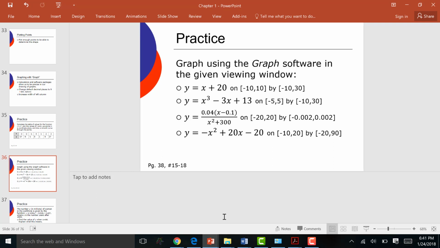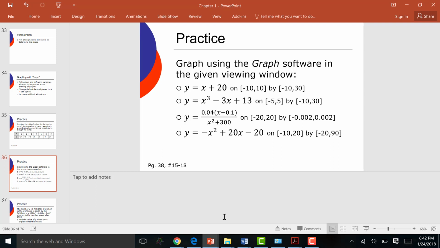What's in the first equation? What's in the first set of brackets? -10 and 10. They want you to set the X axis from -10 to +10. What's in the second set of brackets? -10 and 30. They want you to set the Y axis from -10 to 30, and then see if your picture looks like it's supposed to look.